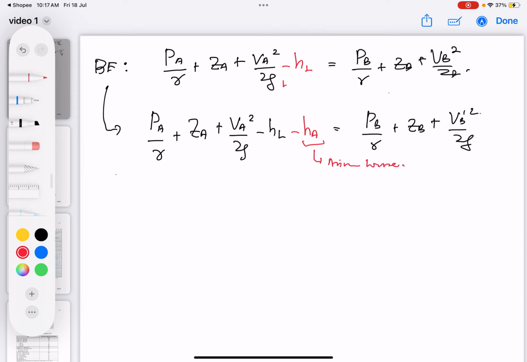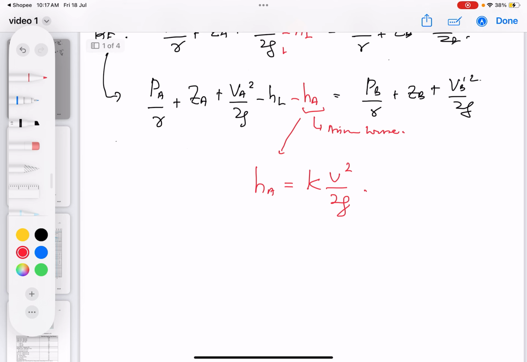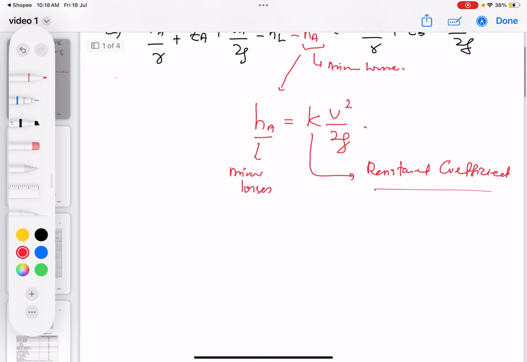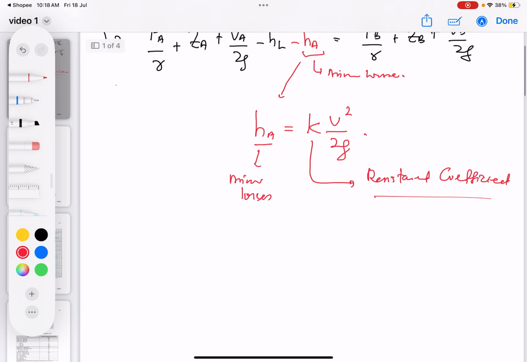The formula for the minor losses is quite simple. The minor loss HA equals K multiplied by V squared over 2g. HA is what we call the minor losses, V is the velocity, and K is the resistance coefficient. The K value depends on the type of pipe fitting.